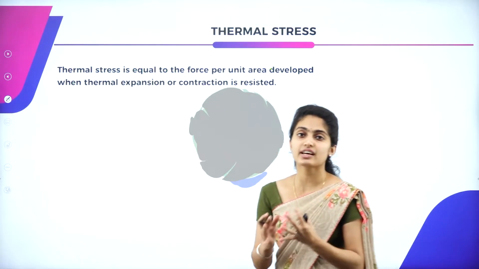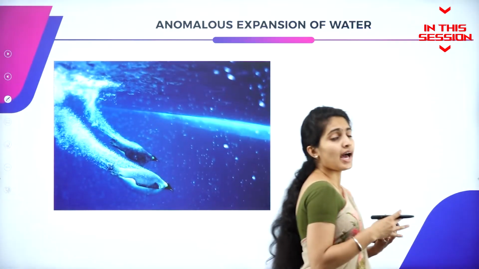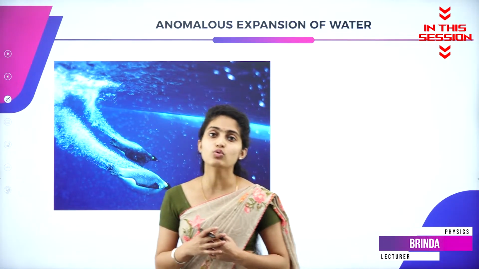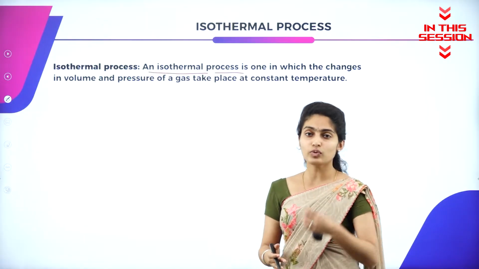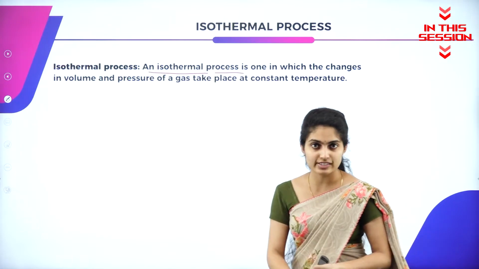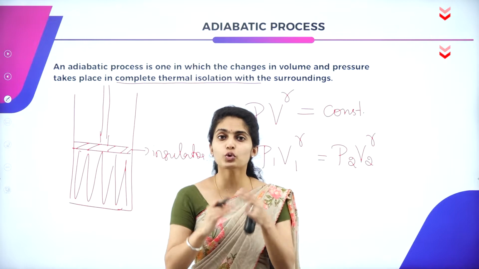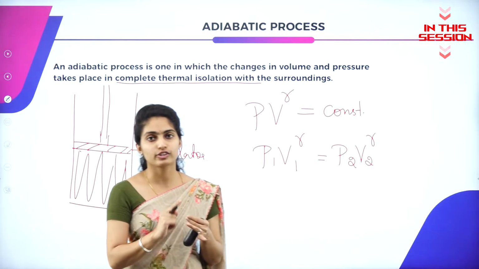Physical changes are there when the thermal stress is applied on an object or a substance. Anomalous expansion means it is a unique property which water actually gives. An isothermal process is one in which the temperature is kept constant and there is change in pressure. Gamma is the ratio of two specific heats at constant volume and constant pressure.